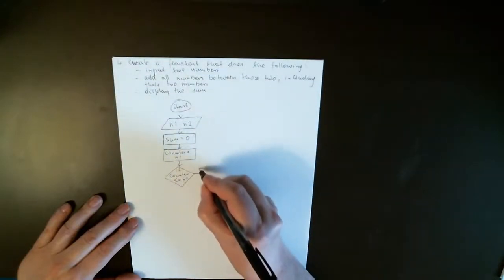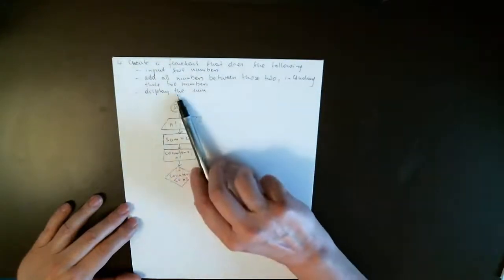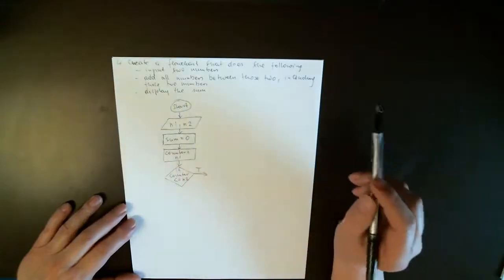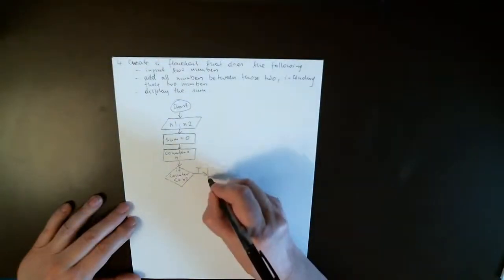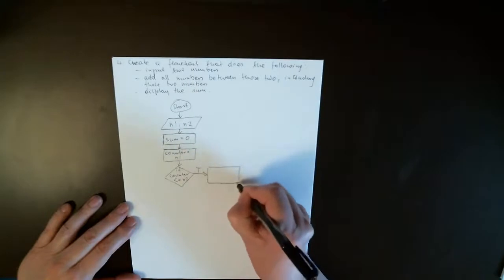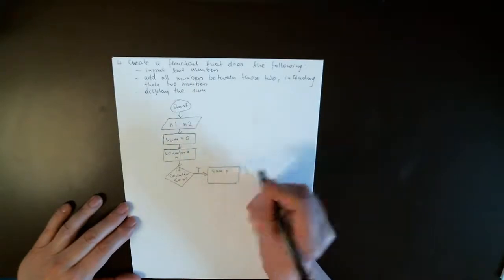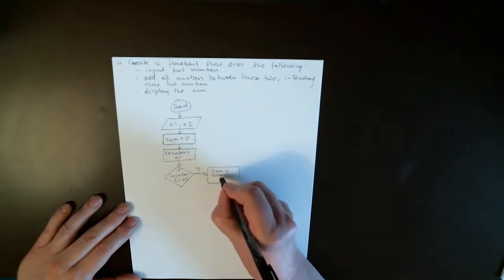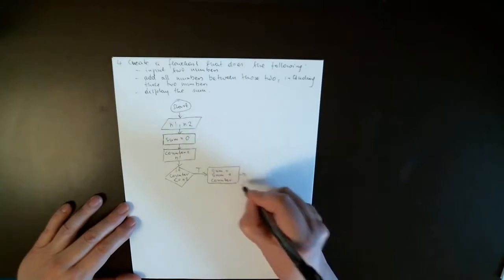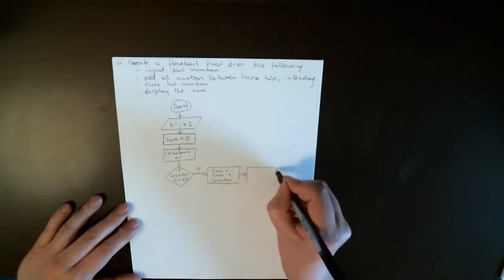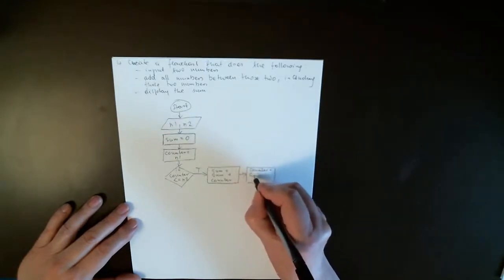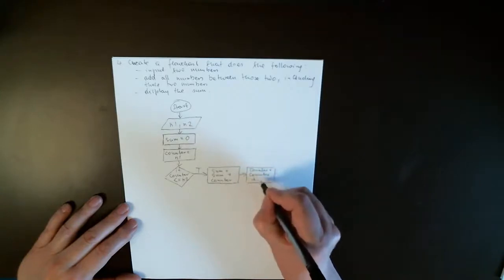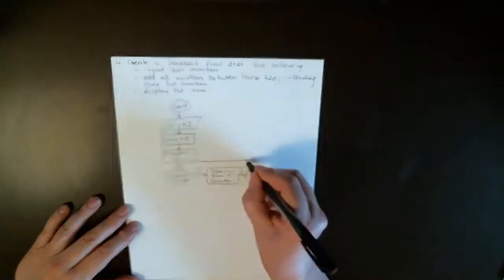Now, if this is true, what are we supposed to do? Sum will be our dumping place. That's called an accumulator. So watch what it does. The new sum is equal to the old sum plus counter. And then the next step, another process shape: counter is equal to counter plus 1. And that's what our loop is.